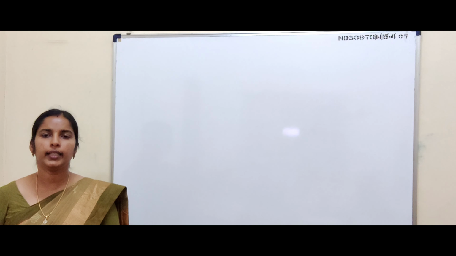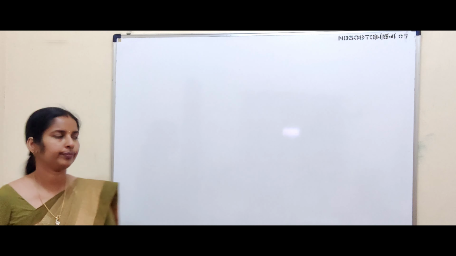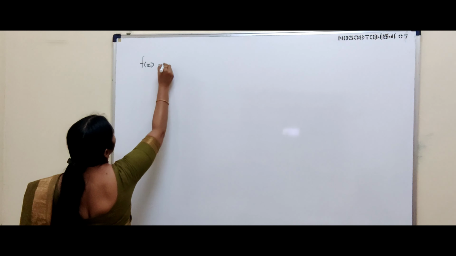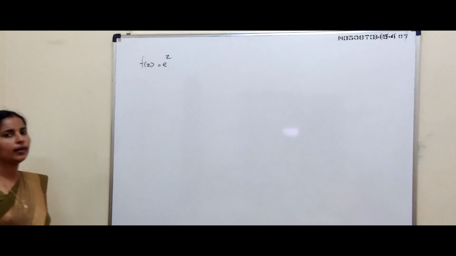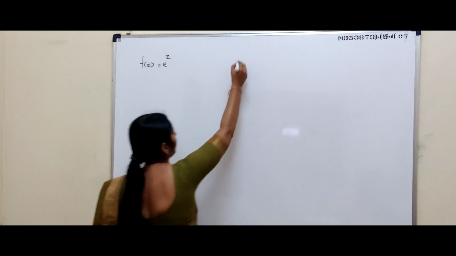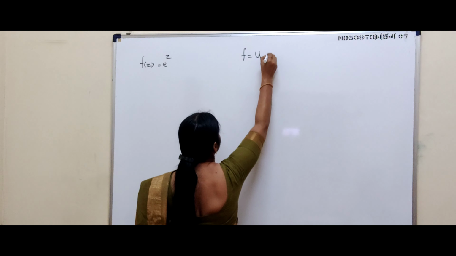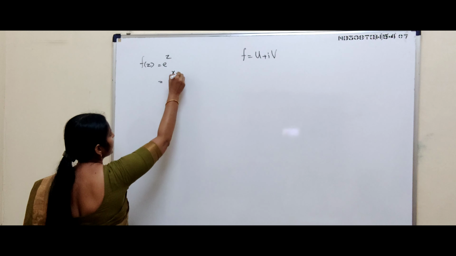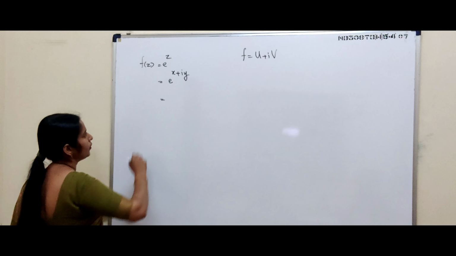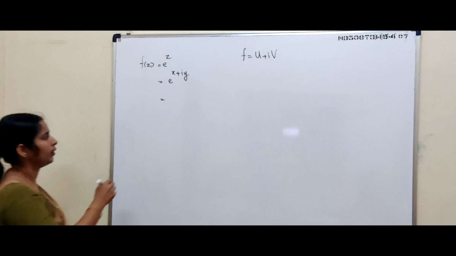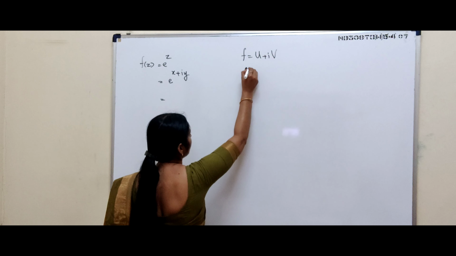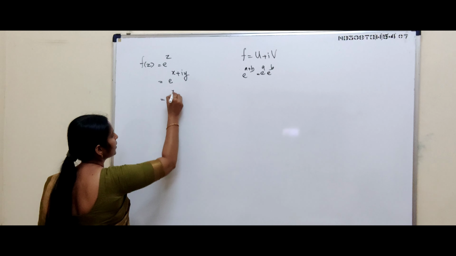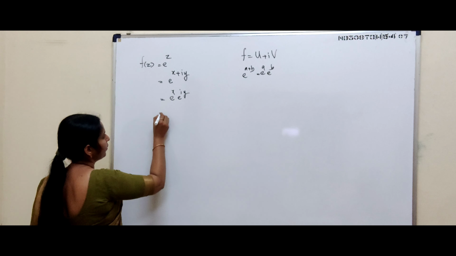Next we have to prove e raised to z is analytic. Let f equal e raised to z. First we have to express f in the form u plus iv. For that, you put z equal to x plus iy. What is e raised to x plus iy? That is e raised to a plus b, which is e raised to a into e raised to b. So it is e raised to x into e raised to iy.